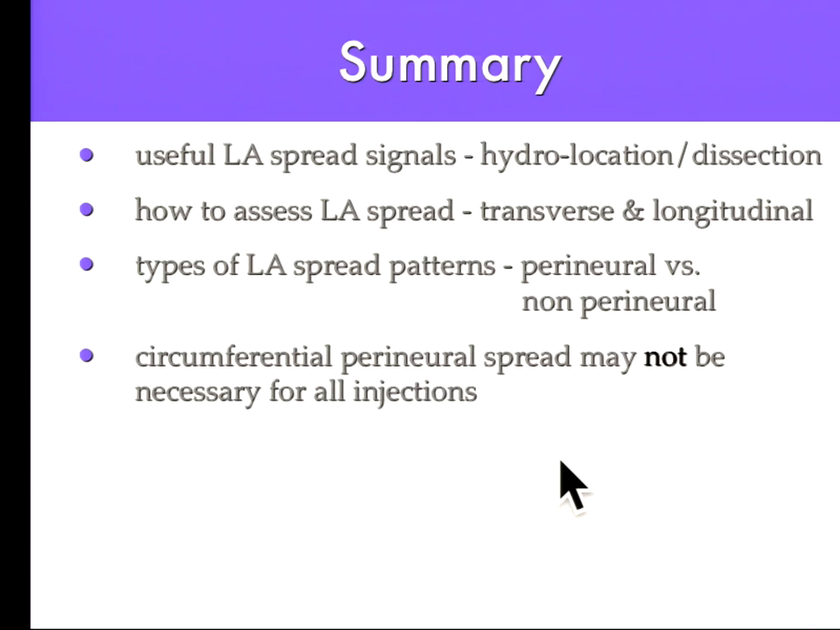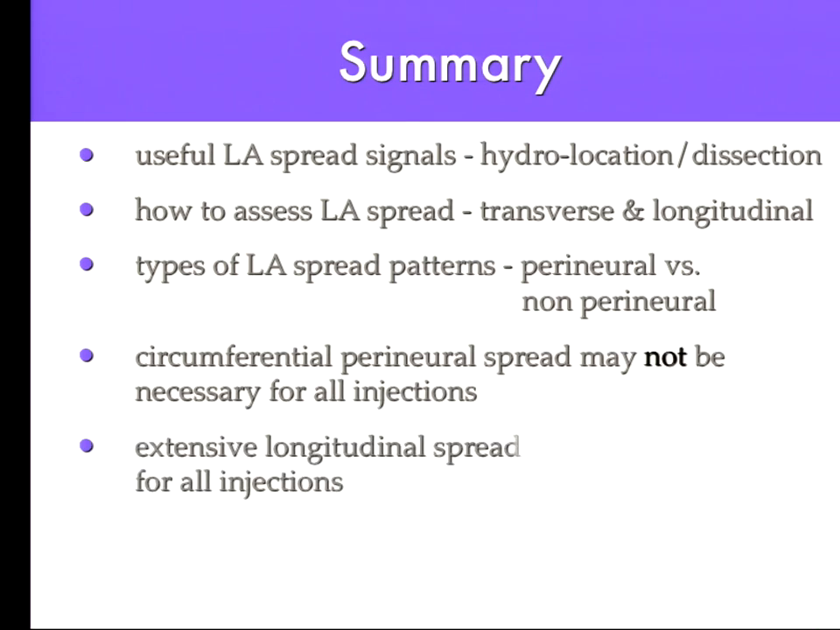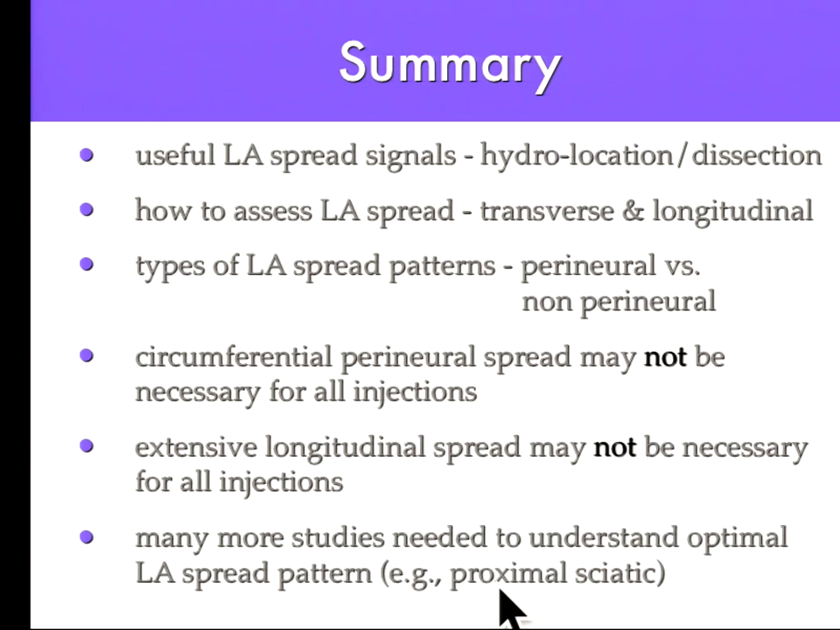Maybe circumferential spread is not necessary in all types of injections. We don't have all the answers. And maybe particularly for small nerve, extensive longitudinal spread may not be necessary. And I think we need a lot more study to look at other areas, for example, the proximal sciatic nerve area.